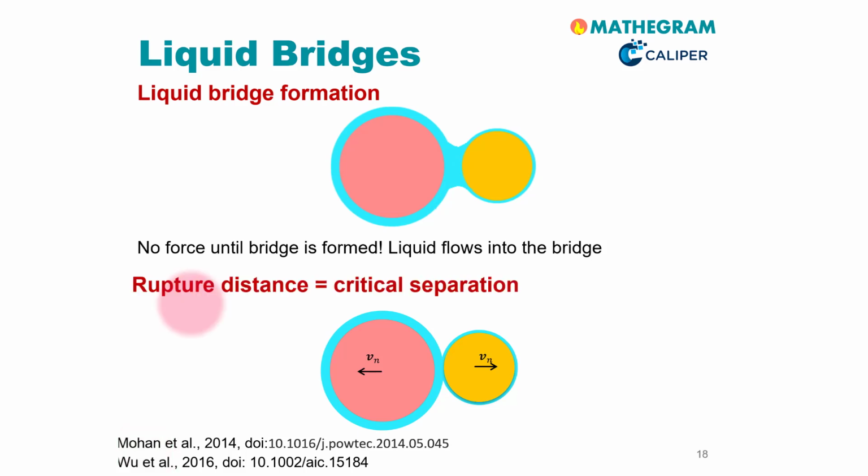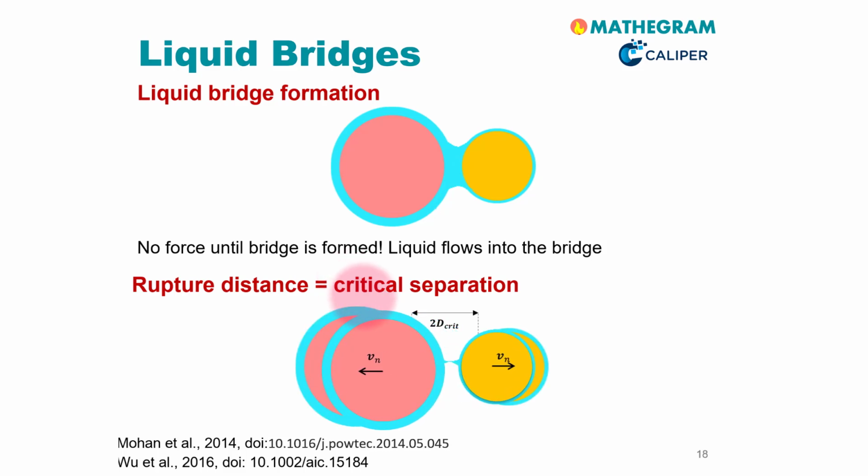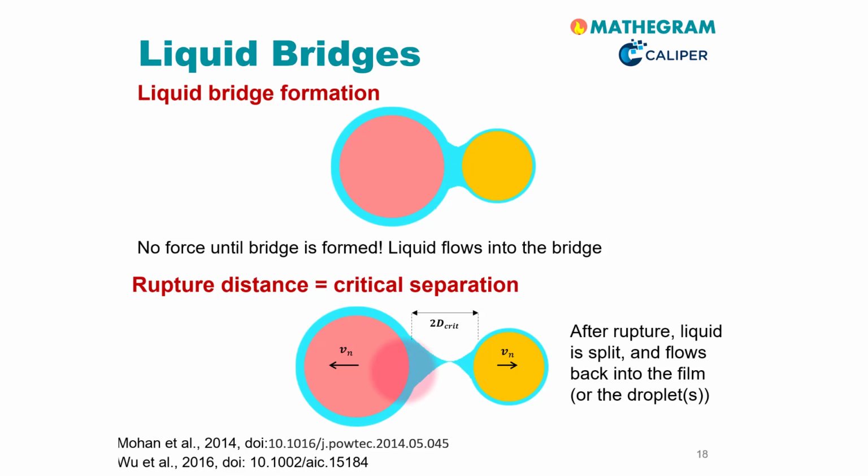The second important physics of such a liquid bridge is that there is a certain critical separation distance until which the bridge exists. If we go beyond this critical separation distance, we reach the so-called rupture distance. Rupturing means that the bridge is destroyed and liquid flows back into the liquid films on the particle surfaces.